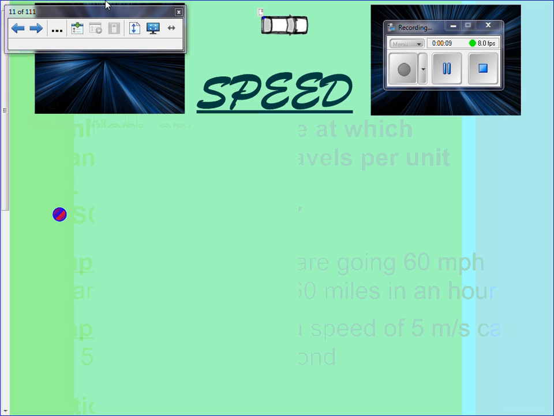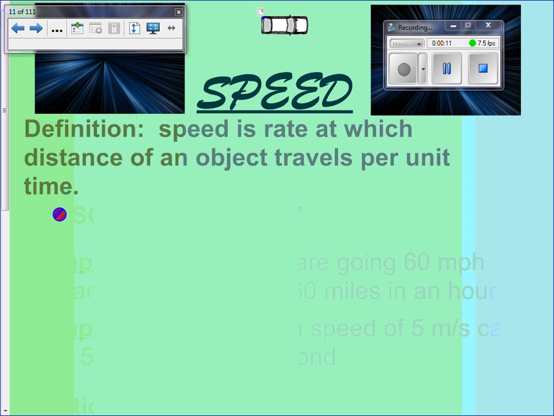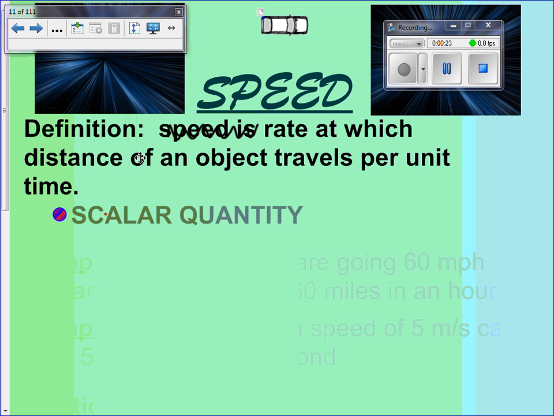So speed is the rate at which distance of an object travels per unit of time. It is a scalar quantity. You do not attach a direction to it. It will only be a number and then a set of units, typically a unit that demonstrates distance over time. Per usually means divided. So distance divided by time, which will be meters per second, miles per hour.